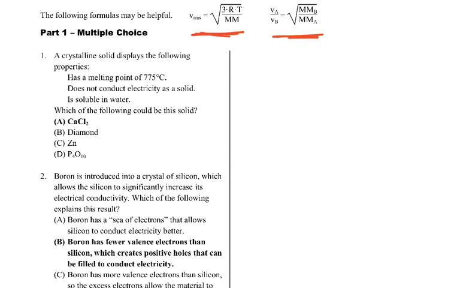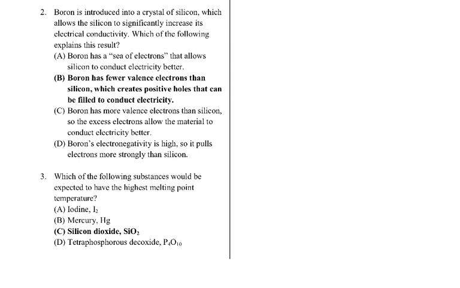Okay, a crystalline solid displays the following properties. It has a melting point of 775, that's pretty high, does not conduct electricity as a solid, and it's soluble in water. So which of the following could it be? Well, soluble in water definitely knocks off the diamond, that knocks off zinc, and that knocks off P4O10. So right there, it has to be an ionic compound, because it is soluble in water. That pretty much makes it the answer right there.